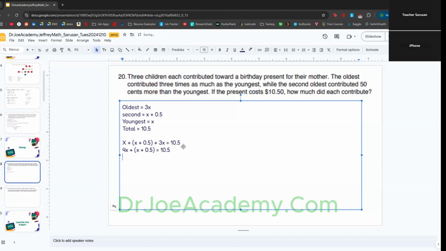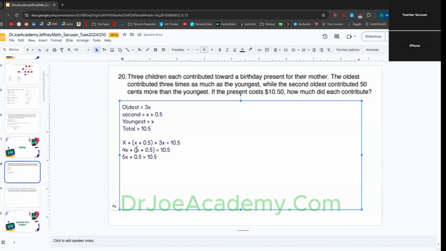But you can simplify this one more way. You can go one step further. 5x plus 0.5 equals 10.5. Yep, perfect. So that is the last step. Even though there's a bracket here, there's no multiplication happening, it's just addition. So we can still add them like we added this.